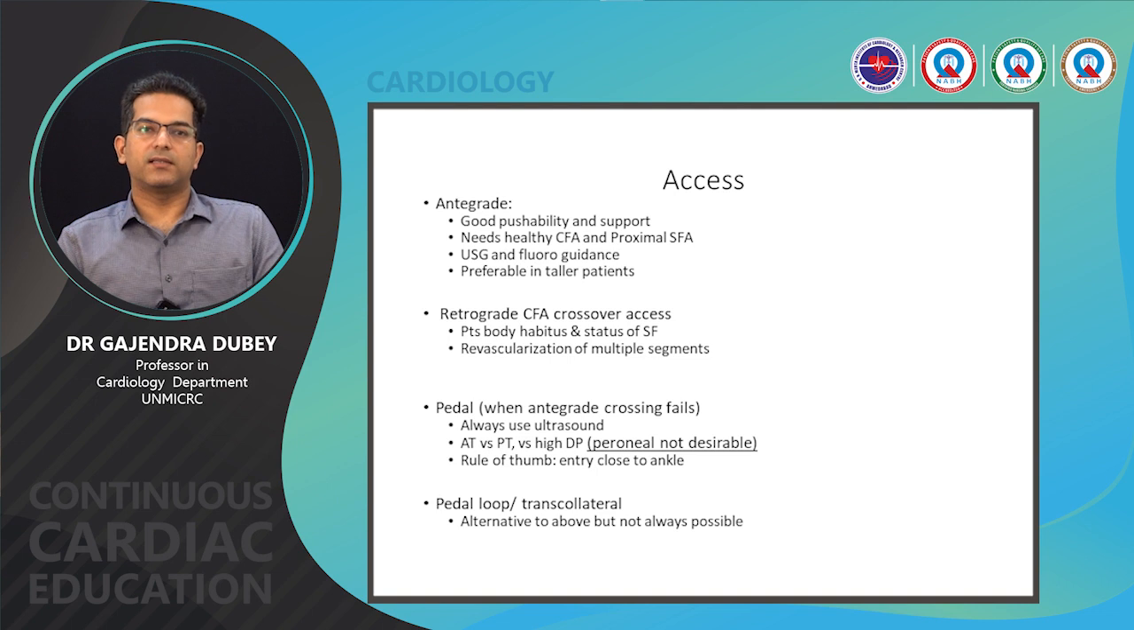So pedal access is used when we are not able to recanalize the vessel via the antegrade approach. Ultrasound should always be used to obtain a pedal access, and a vessel which is of good caliber and has good distal flow should be selected. It can be either anterior tibial, posterior tibial, or the dorsalis pedis. Peroneal is generally not preferable, but people do take the peroneal artery also in case they are not able to get anterior tibial or posterior tibial.